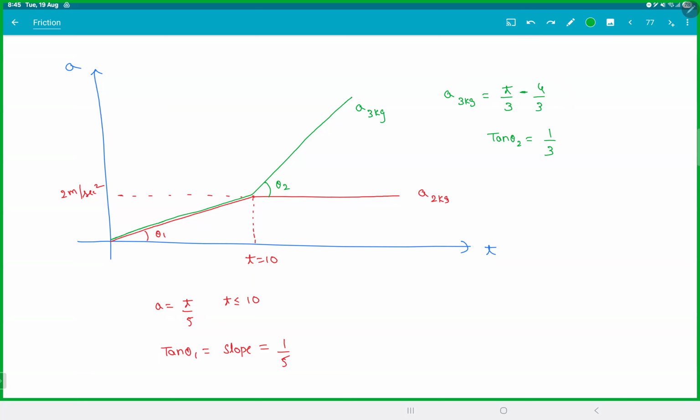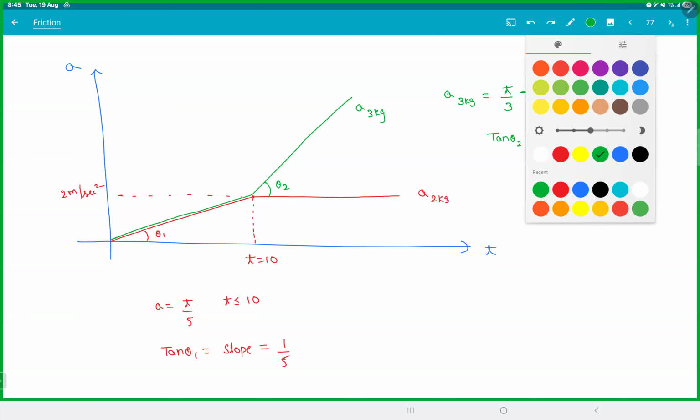Is the graph clear, everyone? Sir, what do the horizontal line and that theta 2 slope indicate here? What do they indicate? They are the accelerations. This is an A-T graph.